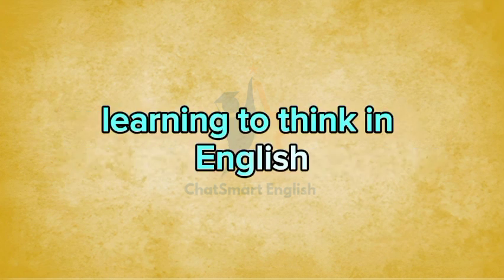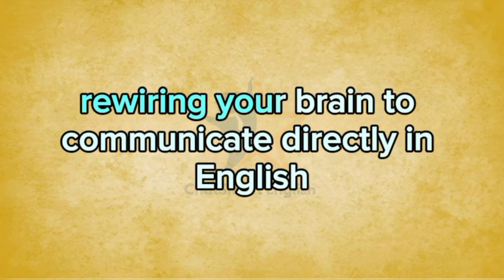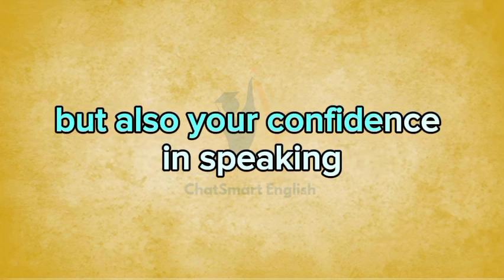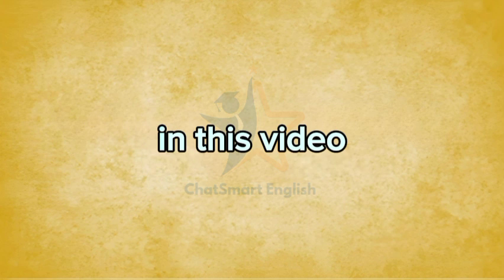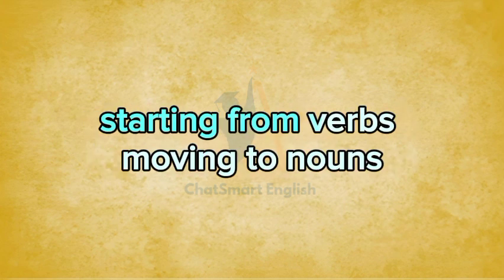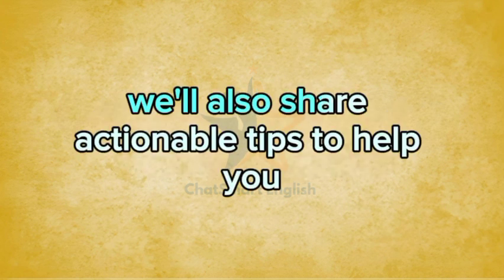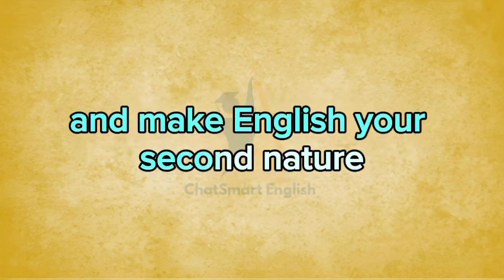Learning to think in English isn't just about vocabulary or grammar. It's about rewiring your brain to communicate directly in English. This shift will not only boost your fluency, but also your confidence in speaking, writing, and even understanding the language. In this video, we'll take you through 4 powerful stages, starting from verbs, moving to nouns, then sentences, and finally, paragraphs. We'll also share actionable tips to help you eliminate translation and make English your second nature.